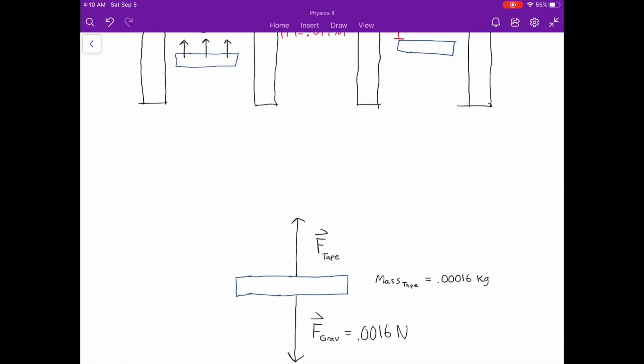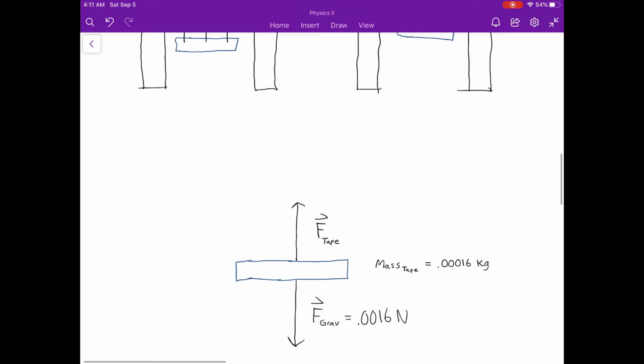The electrical force of the bottom piece on the top piece is equal to the force of gravity on the top piece. This is known because the tape is at rest, indicating the downward acting force of gravity is balanced out by the upward acting force of the tape.